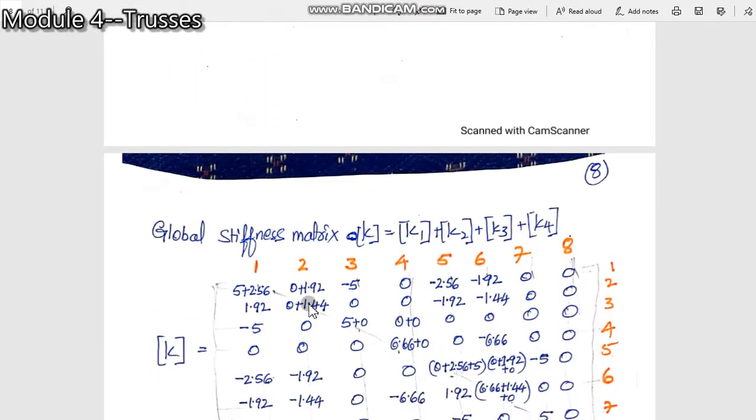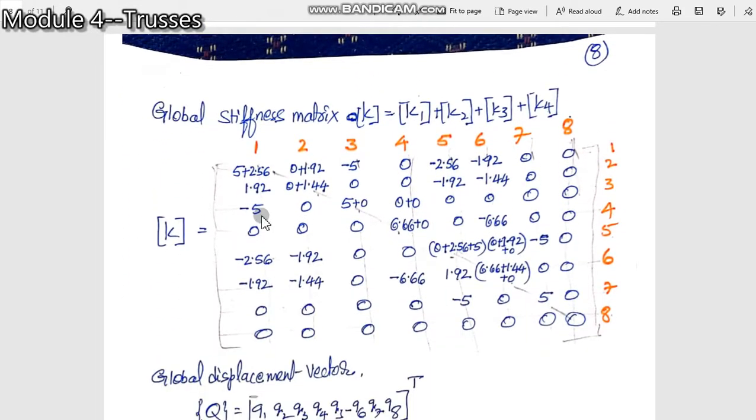Now the next step is to find out the global stiffness matrix. As you know, it is nothing but algebraic addition. So K1, K2, K3, each one of them is a 4 by 4 matrix, but that has to be converted into 8 by 8. Why is the global stiffness matrix 8 by 8? Because there are 4 nodes, and each node has 2 degrees of freedom. So totally it will have 8 degrees of freedom. So the size of the global stiffness matrix in this problem will be 8 by 8.